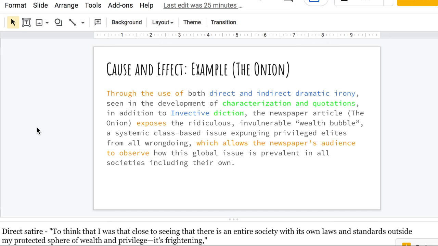And again, after you were to compose this, then you would want to go into the text, find examples of direct and indirect dramatic irony, find examples of invective diction or examples of characterization, pull quotes specifically from the text, and then be able to explain out how it pertains to this particular thesis statement.